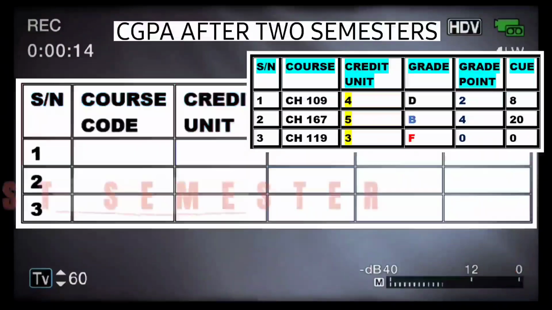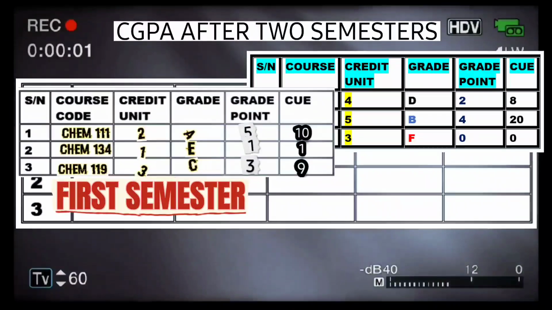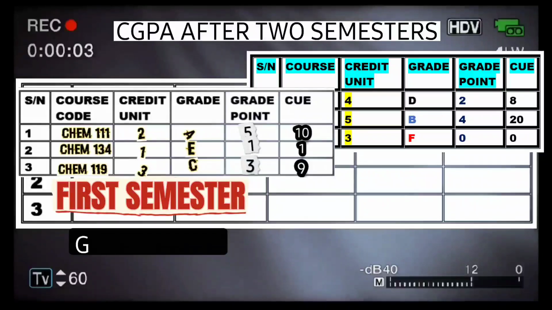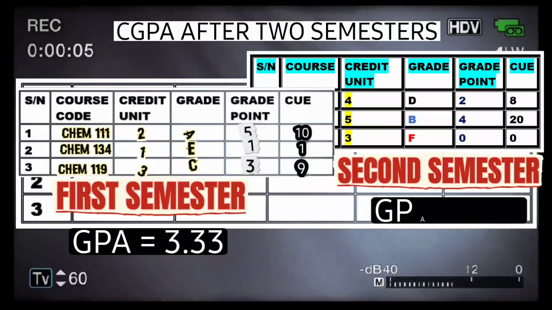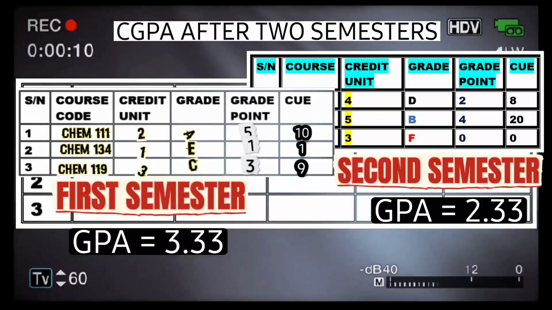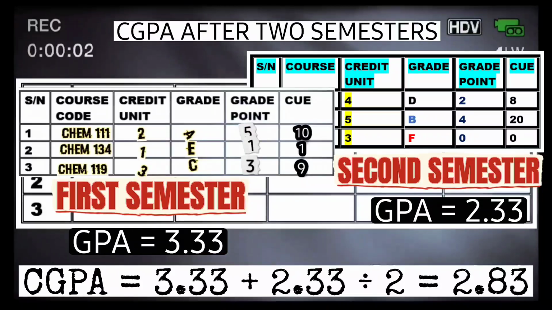Now to get your CGPA, which tells you your class of degree, you have to take the average of the first semester and the second semester. In your first semester, we had 3.33. Add it to the second semester where you had 2.33, then divide by 2, which is the average. So you get a CGPA of 2.83. Now, what does 2.83 mean?